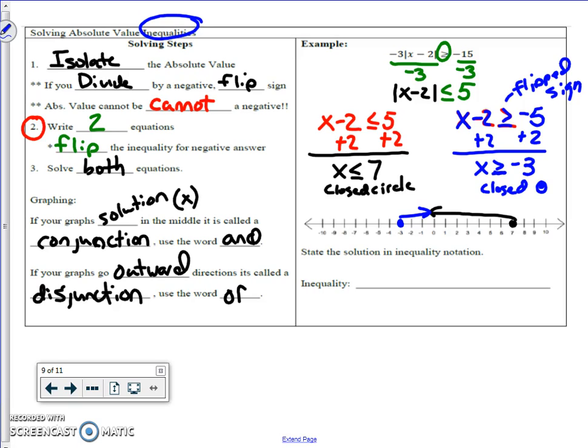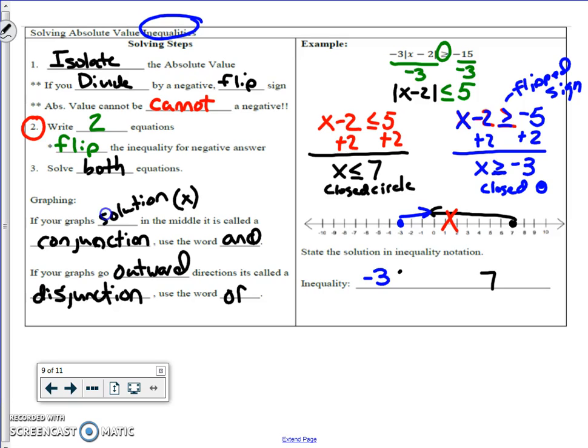Okay? So to state the solution in inequality notation, I notice that my solution is between -3 and +7. X is between -3 and +7. It's also going to include -3 and 7. So, I'm going to start off by writing my boundaries here: -3, 7. And since my solution x is in the middle, it's a conjunction.